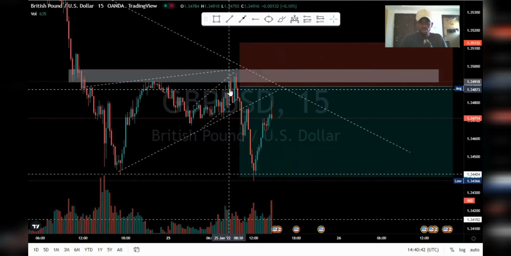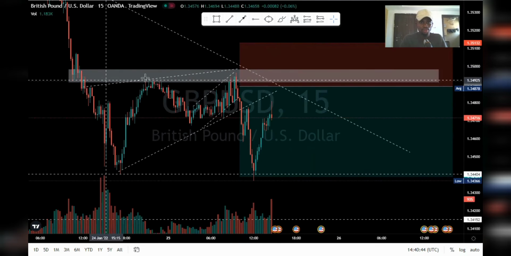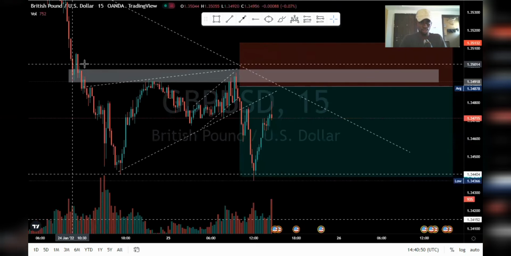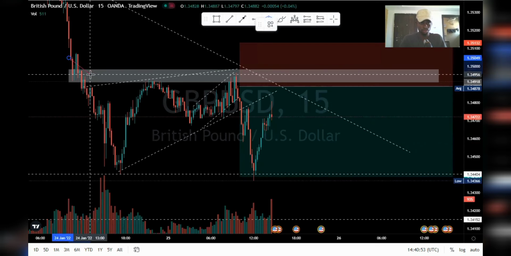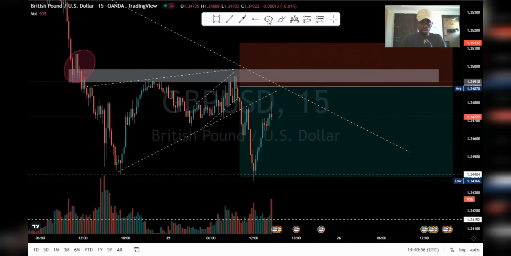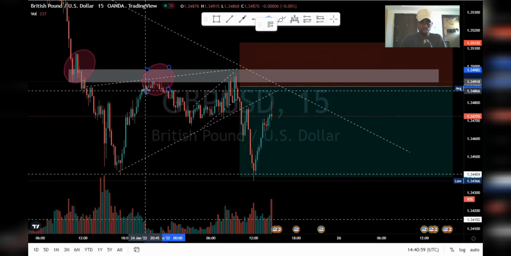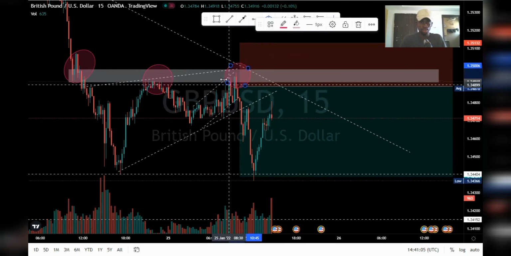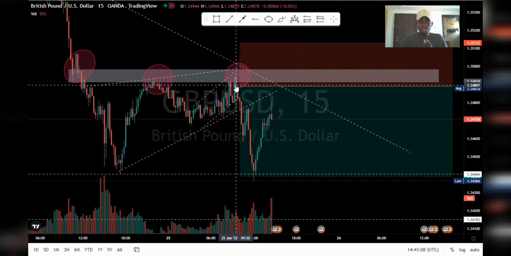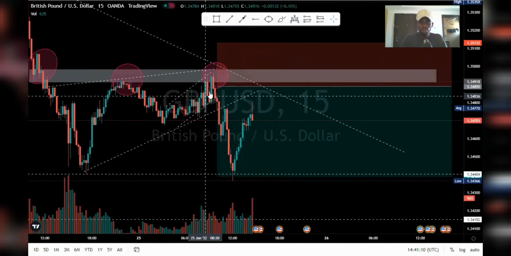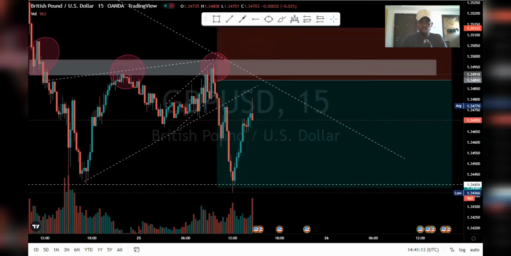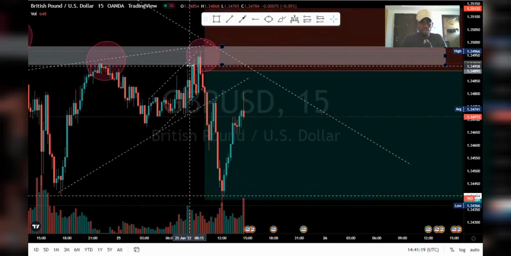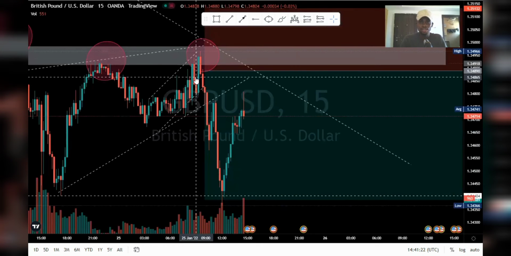And how did I get my entry? Looking at this area, I see we have a strong level of resistance starting from this area. Let's consider this area to be our first touch, this is our second touch, and this is our third touch. Price respected our third touch, and it also gave us a double top formation on our 15-minute time frame. This is the first one, and this is the second one. So I took the sell straight up.